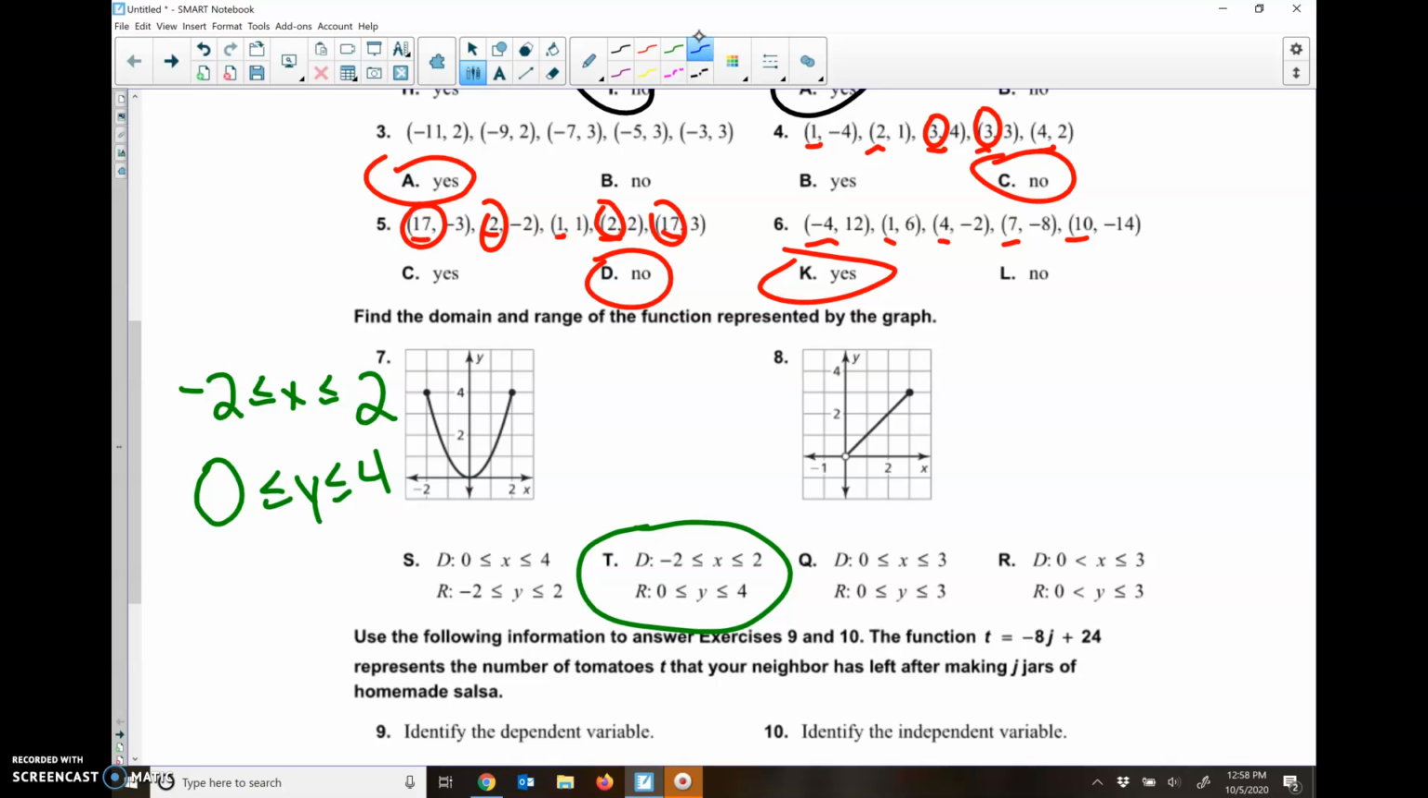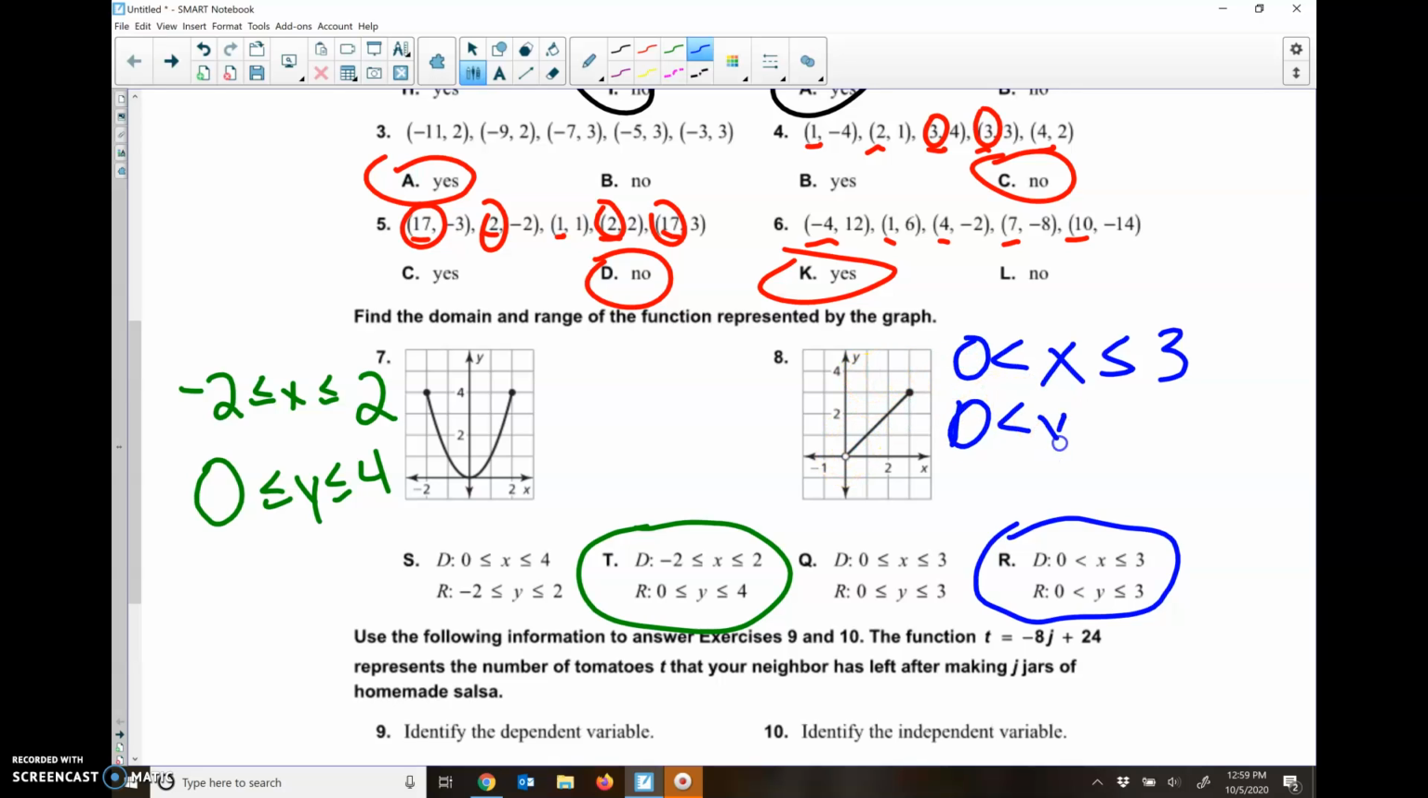If we look at number 8, they tried to trick us a little bit because now this is an open circle. That just means that it's not going to include that point. But same process: the furthest left point is 0, and there's no equal to there, so just less than. The furthest right this graph goes is 3. Again, we don't even need to look at the range, but we will. We already know, based on that, it has to be that. For the range, the lowest part is 0 and the highest part is 3. So it's pretty much the same thing, minus the x and the y.